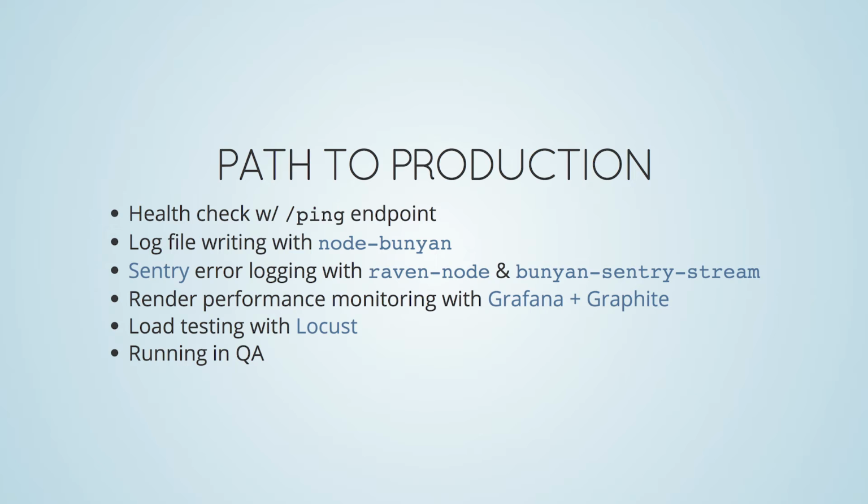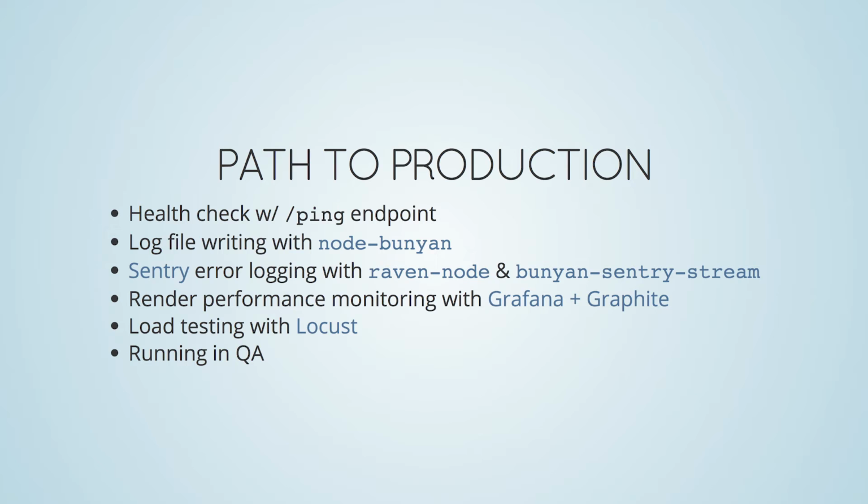We added log file writing with this node Bunyan package, so we could write any errors or any verbose logging to that log file. We did Sentry error logging with Raven node and Bunyan Sentry stream so that we can know when errors happen, because our backend errors were already in Sentry, so we wanted those there. And then we did performance logging so we could know how the rendering is doing over time.